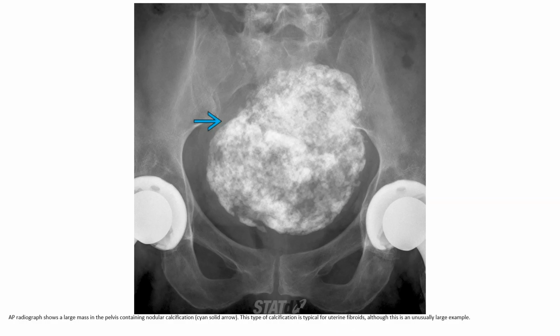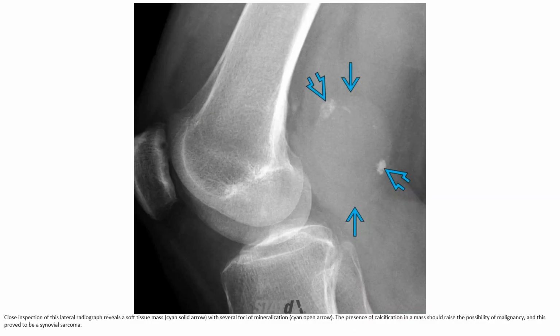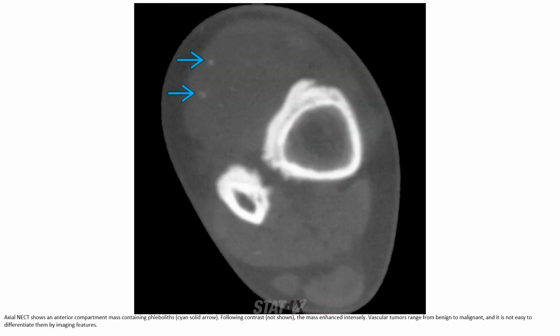AP radiograph shows a large mass in the pelvis containing nodular calcification. This type of calcification is typical for uterine fibroid, although this is an unusually large example. Close inspection of this lateral radiograph reveals a soft tissue mass with several foci of mineralization. The presence of calcification in the mass should raise the possibility of malignancy, and this proved to be a synovial sarcoma.